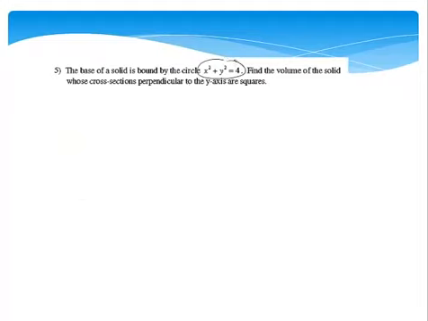It's a circle with a radius of 2. Find the volume of a solid whose cross sections would be perpendicular to the y-axis. We're going sideways, and those are going to be squares. Okay, so right now let's take a look at this. If I was going up and down, I would want everything in terms of x, so I would solve for y. But since I'm going sideways, I want everything in terms of y, which means that after the equal sign, I need the variable y.